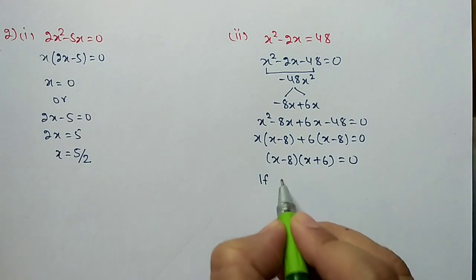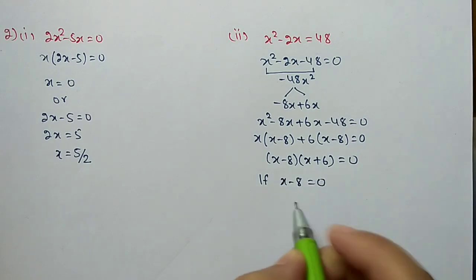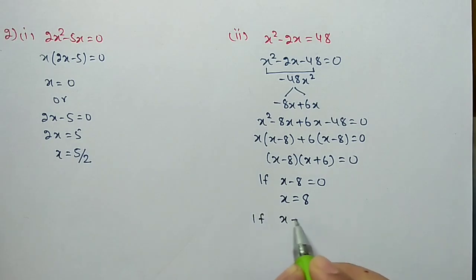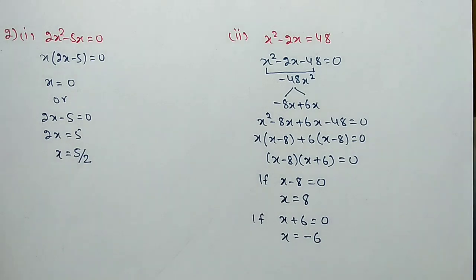So if x minus 8 is equal to 0, in that case x value will be 8. And if x plus 6 is equal to 0, in that case x value will be minus 6.